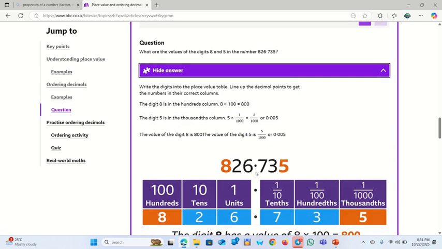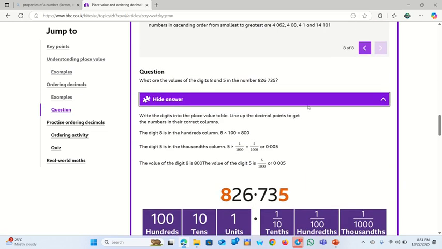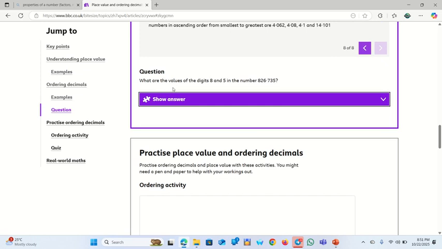Okay. Question is here. What are the values of the digits? Enoch, are you okay? Yes, sir. What are the values of the digits 8 and 5 in the number 826.735?